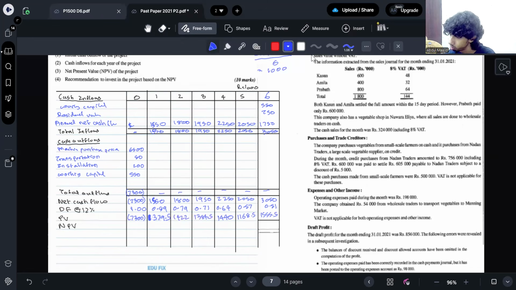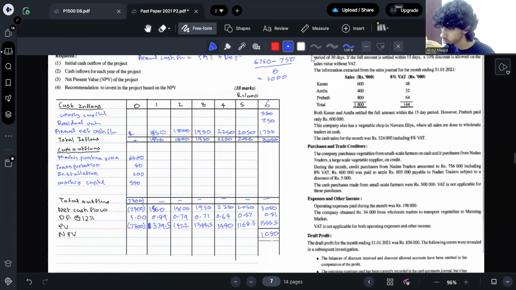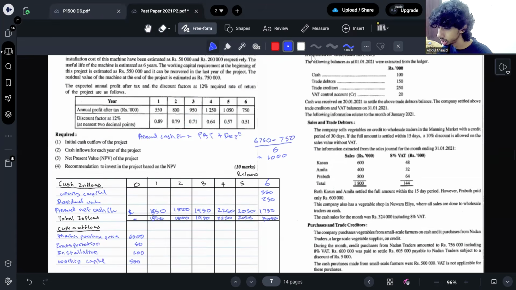If you add all the positives, 1,555.5 plus 1,168.5 plus 1,440 plus 1,384.5 plus 1,422 plus 1,379.5, and then you deduct the negative 7,300, you will get your net present value as 1,050. Okay, so then you have completed requirements number 1, 2, and 3.